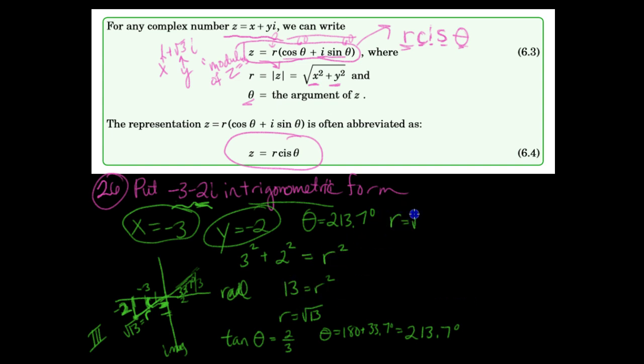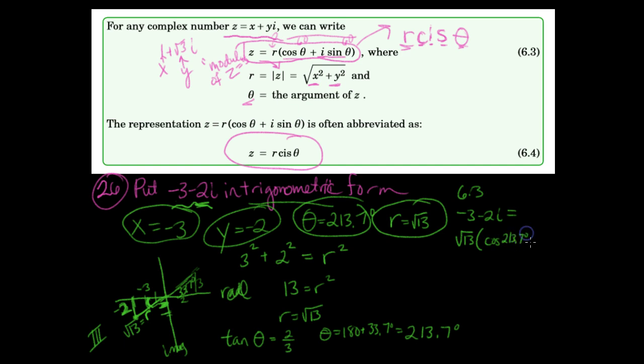So r is equal to the square root of 13. So once you have your r and your theta, all you have to do is use formula 6.3. So from 6.3, I can say that my complex number, negative 3 minus 2i, is equal to square root of 13, quantity, cosine of 213.7 degrees plus i sine of 213.7 degrees. And you can see why the shorthand from 6.4 is a little nicer to write.